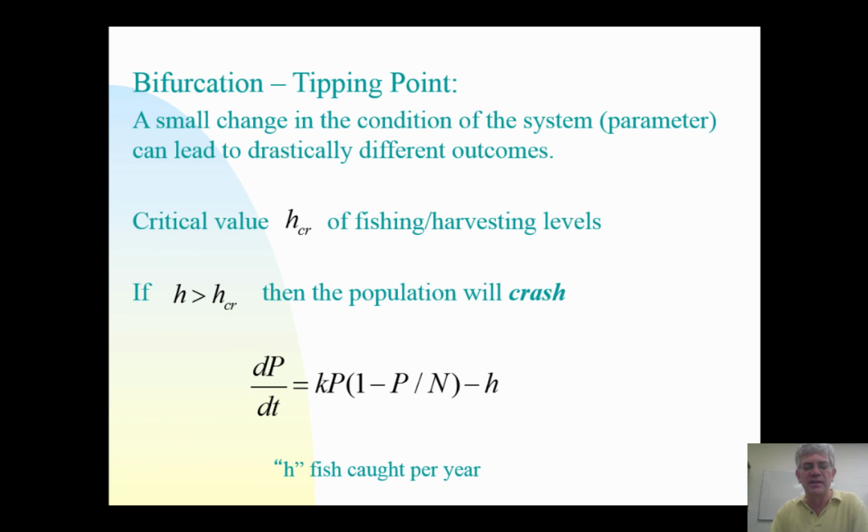So here we see this issue of the critical fishing level. One takeaway is that if you're near a tipping point, what would seem to be a small change in the system, increasing the fishing level by just a small amount, can actually have a drastic impact on the outcome. You can go from a steady state level to crashing the population.